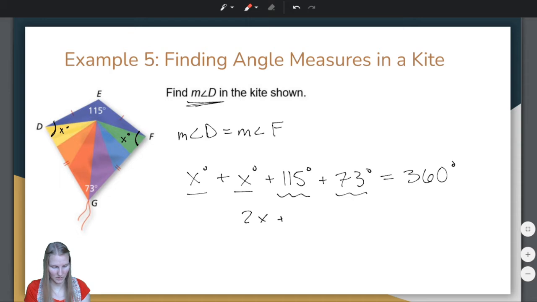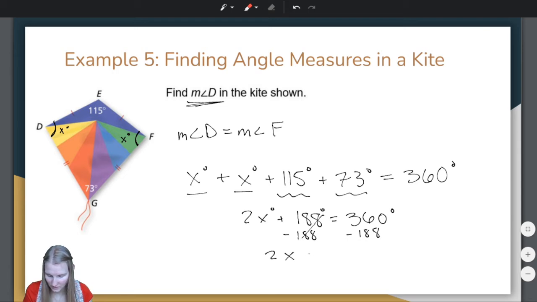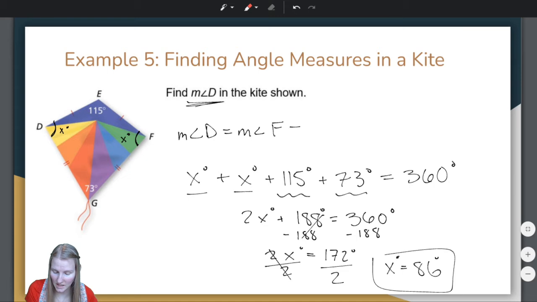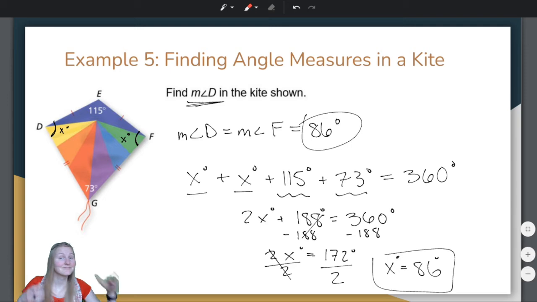115 plus 73 is 188 degrees. Subtract 188 from both sides. And 2x is 172. Divide by 2. And we have that x is equal to 86 degrees. So the measure of angle D and the measure of angle F are both 86 degrees.